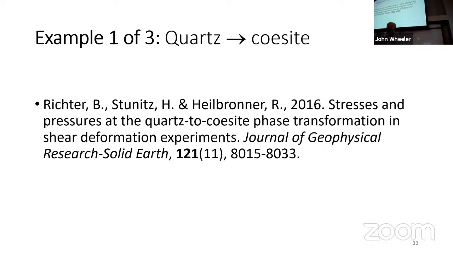So first of all, let's turn some quartz into coesite. Bettina Richter did this very interesting study, where she basically put some quartz under stress and tried to decide, I'll tell you the hypothesis in advance, whether it was the mean stress that controlled how the coesite formed, or was it one of the applied stresses, a specific one. So this is what she did.